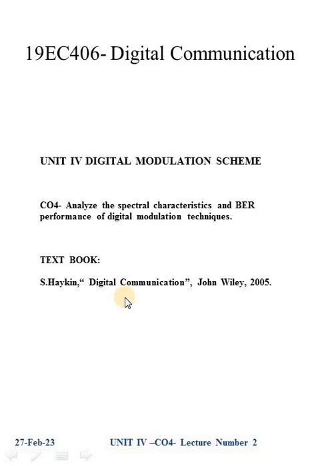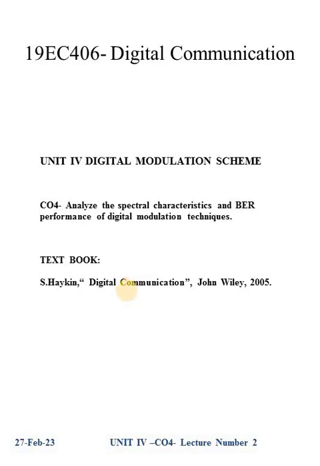Today we are going to discuss Unit 4, Digital Modulation Schemes. The course outcome of Unit 4 is to analyze the spectral characteristics and bit error rate performance of digital modulation techniques. In the last class we discussed what digital communication is, what passband transmission is, and the different methods of representing the signal.